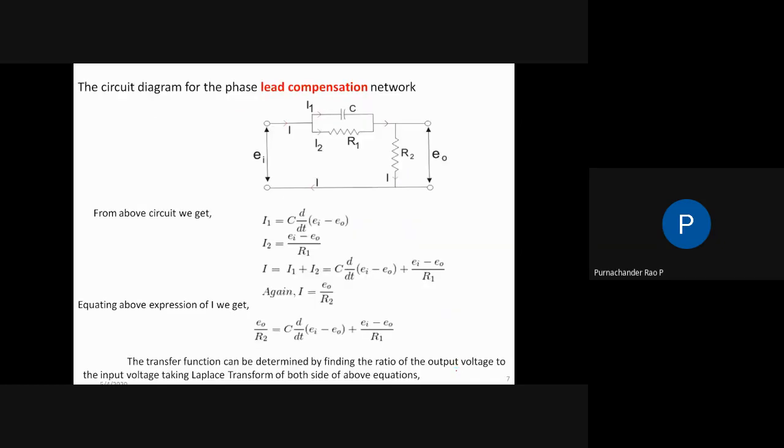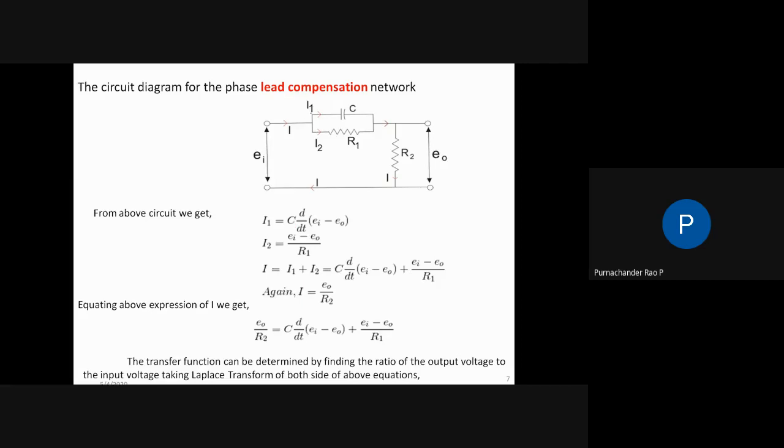Now, this is the electrical circuit for a lead compensation or lead compensating network. In the first branch, the capacitor and resistor are connected in parallel, and the shunt branch is a resistor. We have seen in the first unit itself how to find the transfer function for this. Once again, I'm going through this.